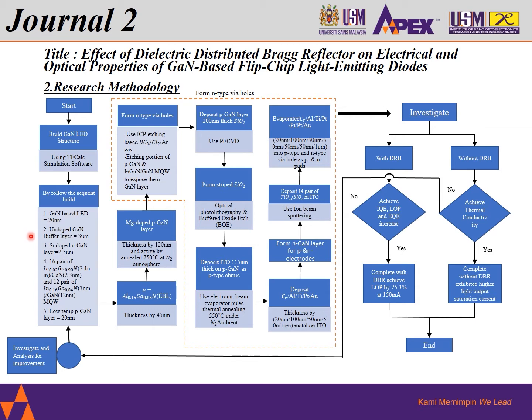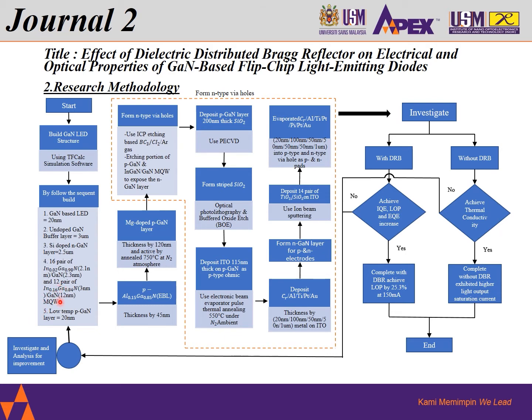Then the third will be an n-doped GaN layer of 2.5 micrometer. And the fourth will be 16 pairs of indium 2% and gallium 98%, with a thickness of 2.5 nanometer, and the GaN will be 2.3 nanometer. And 12 pairs of indium 16% and gallium 84% at 3 nanometer, and GaN at about 12 nanometer thickness, forming the multi-quantum well. And the fifth, a low-doped p-GaN layer of 20 nanometer.